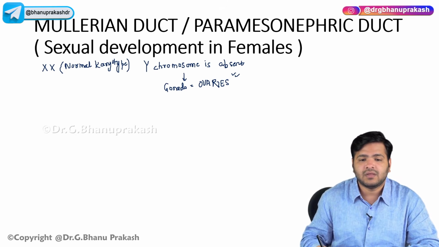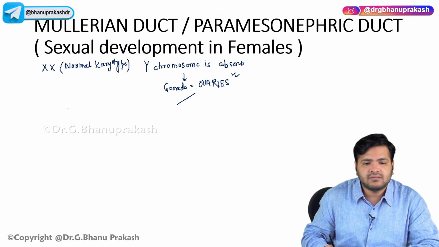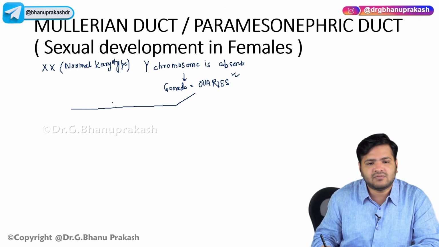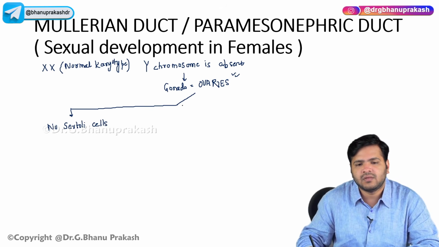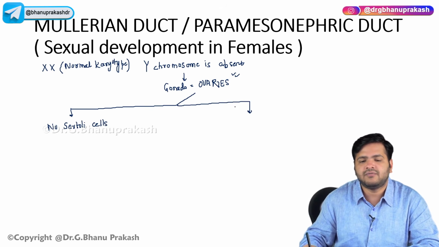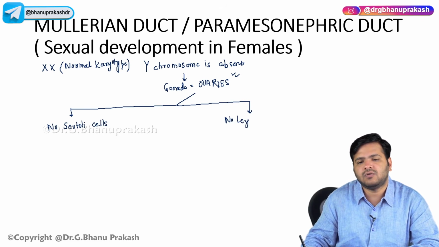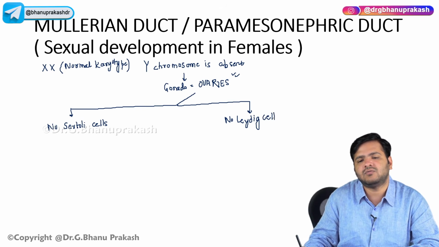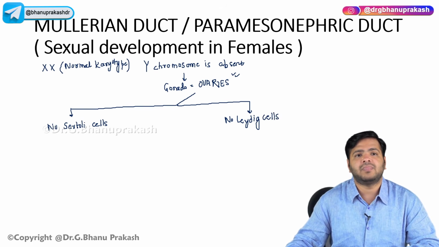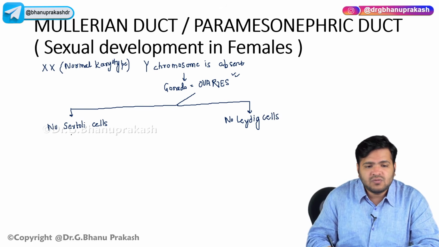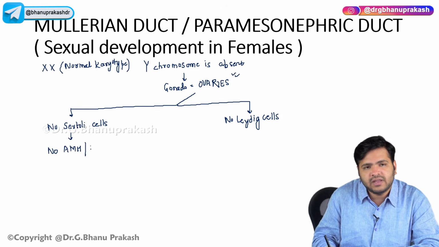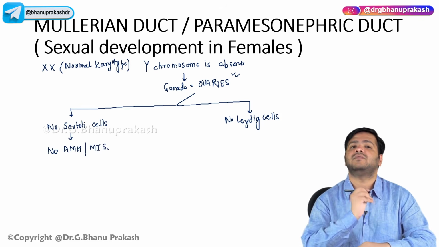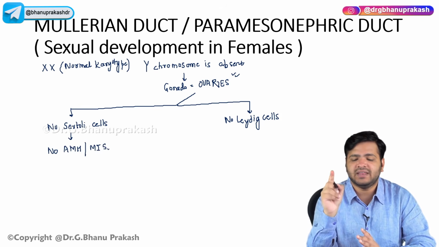Now, ovaries don't contain any Sertoli cells, right? So let us draw the flow chart again. They don't have Sertoli cells, and also they don't have Leydig cells. So now what will happen? If there are no Sertoli cells, there will be no anti-Müllerian hormone or Müllerian inhibiting substance, right?